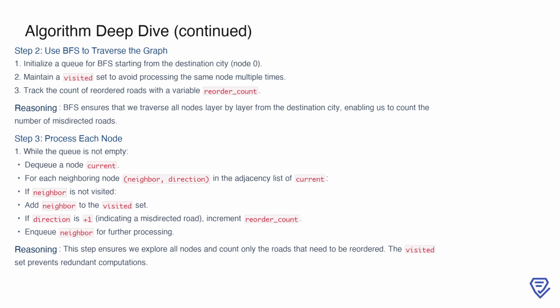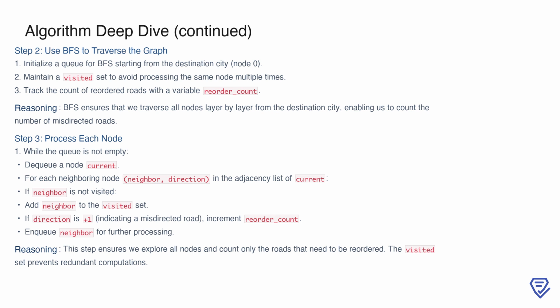As we process each node, we dequeue it from the queue and examine its neighbors from the adjacency list. For each neighbor direction, if the neighbor has not been visited, we mark it as visited and check the direction of the road. If the direction is +1, indicating a misdirected road, we increment reorder_count. The neighbor is then enqueued for further exploration.